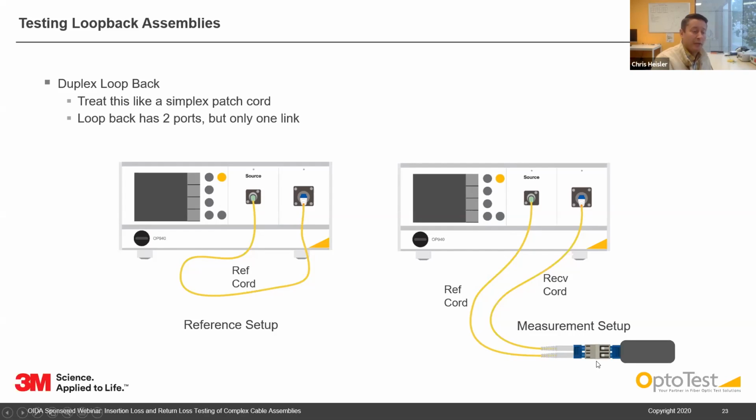In this case, when we measure insertion loss and return loss, the insertion loss measurement is going to be a total link loss. So we're going to get the combination of the input connection and the output connection. And for return loss, because this assembly is a short assembly, we're going to get a combination of the two connectors together. So we're going to get a total return loss of connection 1 and connection 2 inside this loopback.